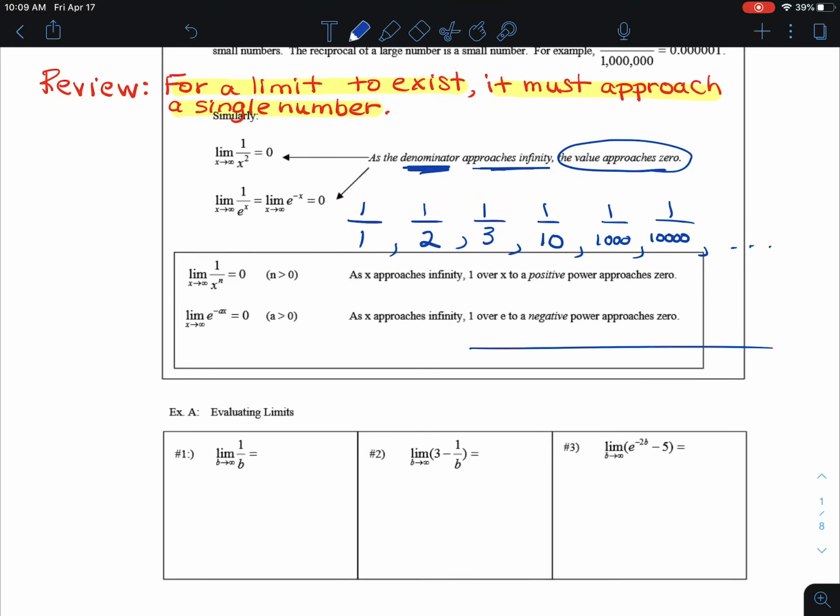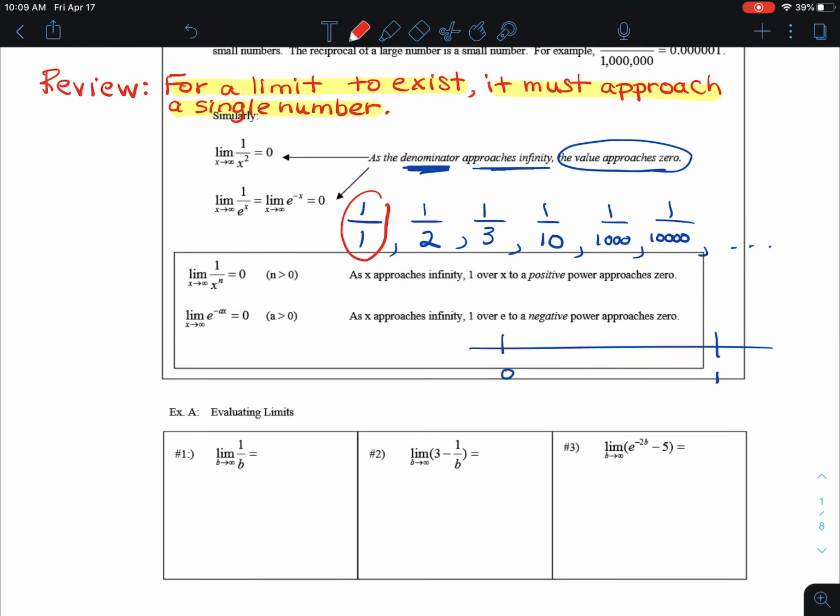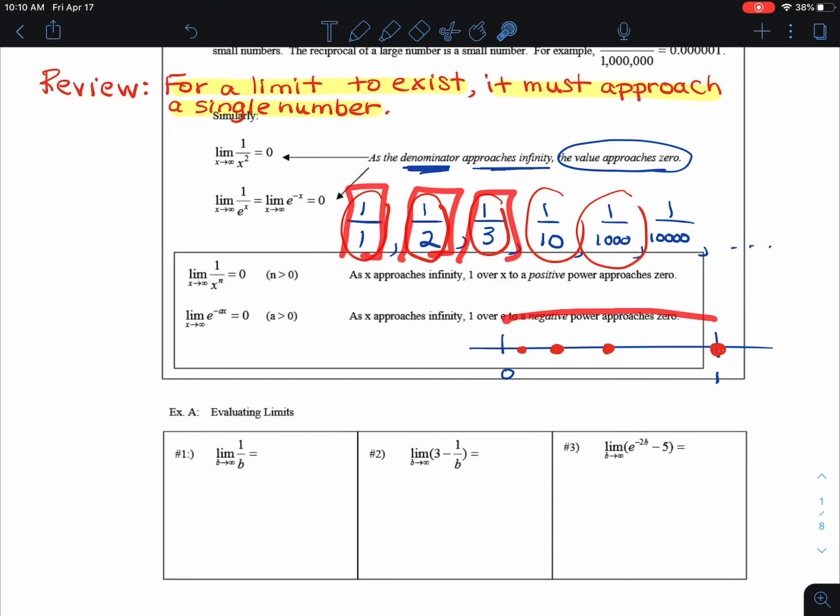If I were to plot that on a number line here, right here's 0, and we'll put 1 right here. The very first fraction, 1 over 1, would be right here. The next fraction, as I cause the denominator to grow, is at 1/2. The next one is at 1/3. You can get the sense that as the denominator of these fractions grows, it's causing the overall value of the fraction to get closer and closer to 0. And that's what this is saying right here.